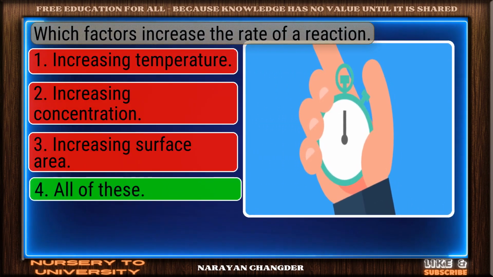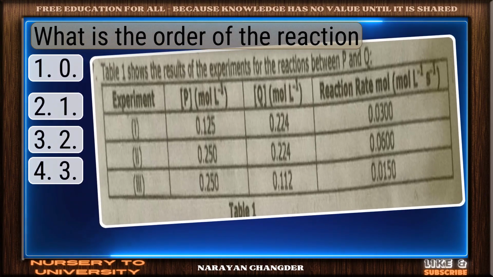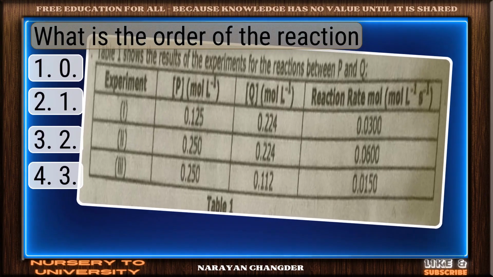You got it, all of these. What is the order of the reaction? Option 1, 0. Option 2, 1. Option 3, 2. Option 4, 3.